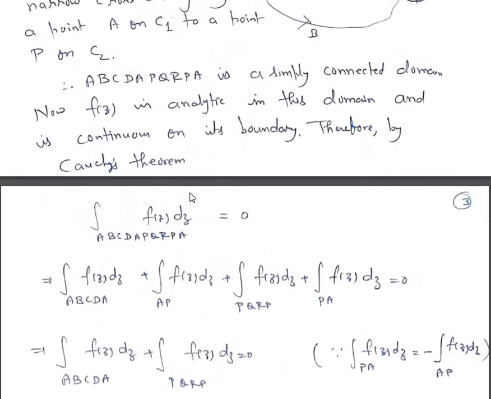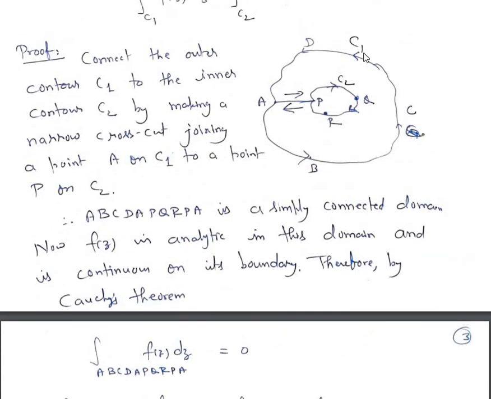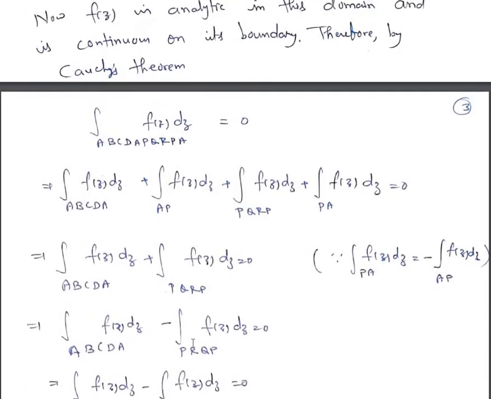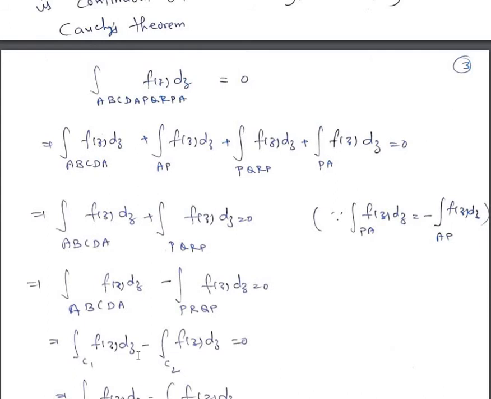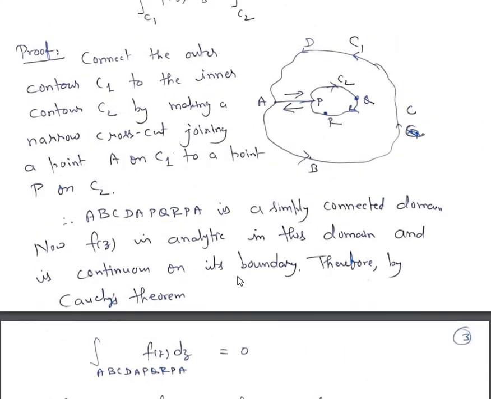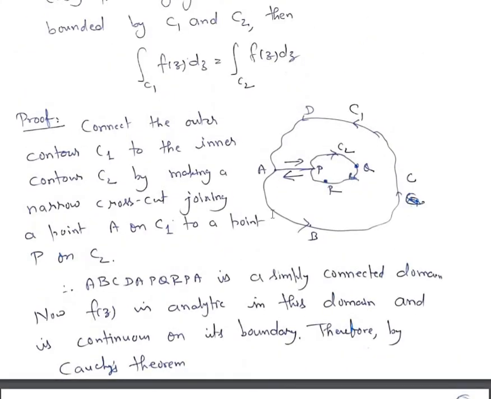Now, what is abcda? abcda is C1. So, integral over C1 f(z) dz. What is prqp? prqp is C2. So, we have integral over C1 f(z) dz minus integral over C2 f(z) dz is equal to 0. Therefore, integral over C1 f(z) dz is the same as integral over C2 f(z) dz. So, this is Cauchy's theorem for multiply connected domains, that if f(z) is analytic within this region, then integral over C1 f(z) dz is the same as integral over C2 f(z) dz.